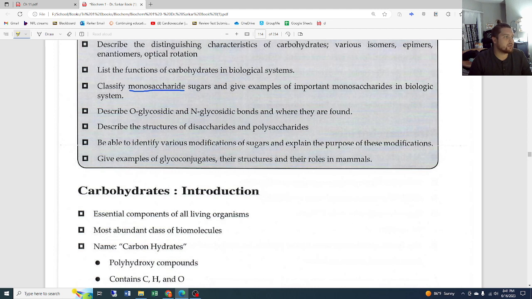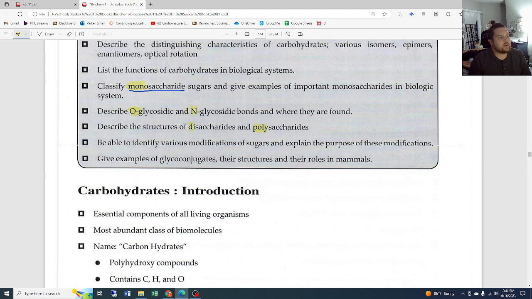Describe O-glycosidic and N-glycosidic bonds and where they are found. Pay attention to the O and the N. That'll give us a clue later on. Describe the structure of disaccharides and polysaccharides. If we know what a monosaccharide is, hopefully we remember that a disaccharide means two sugars together, poly meaning greater than two. Occasionally we'll say trisaccharides are 3 and polysaccharides are 4 or more, but you can also call polysaccharides anything larger than a disaccharide.